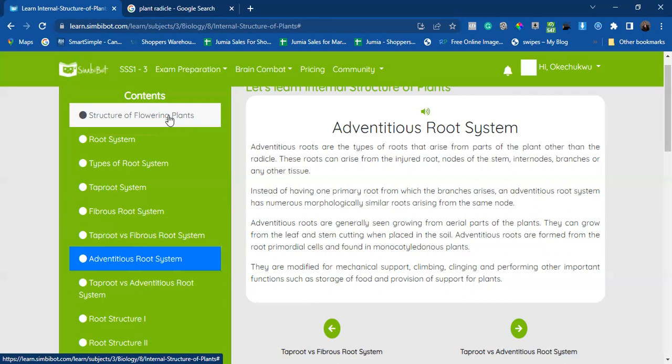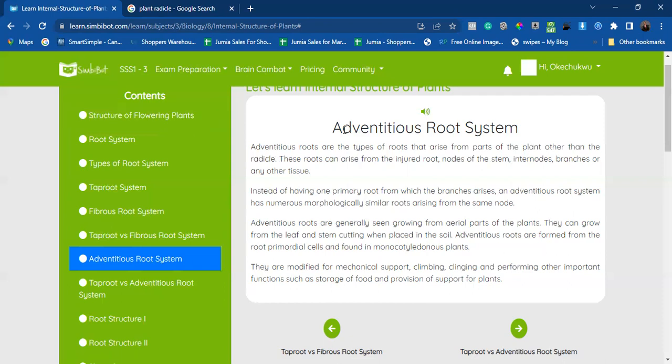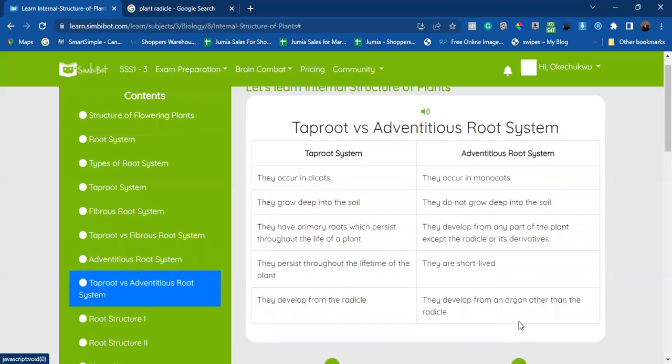But adventitious roots are roots that occur from other parts other than that radicle. So these roots can arise from injured roots, nodes of the stem, internode branches, or any other tissue. Okay, all right. So let's take note of that.